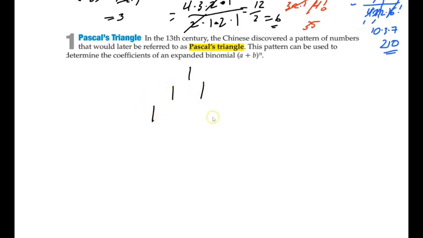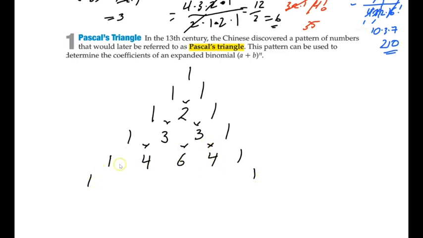And then the next time we do 1, we add these 2 up. 1 plus 1 is 2. Then we do it again. Add these 2 up. 3. Add these 2 up. 3. Bring down the 1s. Add these up. 4, 6, 4. And you keep on going. That's Pascal's triangle. You just build it. Once you learn how to build it, then you're good.